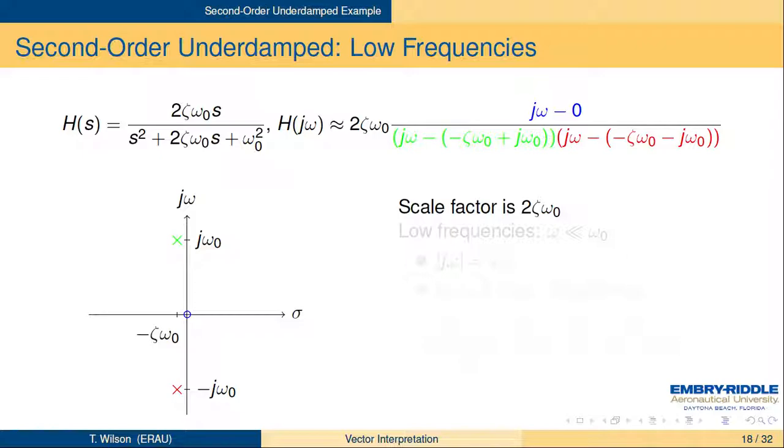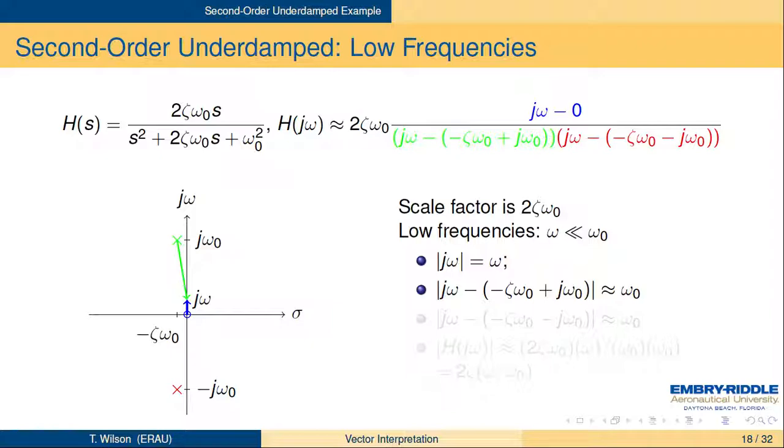So we've got our scale factor, 2 zeta omega naught, pulled out. And now for low frequencies, we're going to be down near the 0. Omega is going to be very much less than omega naught. So we're going to be on the j-axis near the frequency omega equals 0. The length of the vector from the origin, where the zero is, to the point j omega is just going to be omega. The vector from the pole at minus zeta omega naught plus j omega naught is going to have a length that's approximately omega naught. Again, it's not exact. If you do Pythagoras, you would get some value greater than omega naught. But it's approximately omega naught, and the length from the negative imaginary part pole is the same.